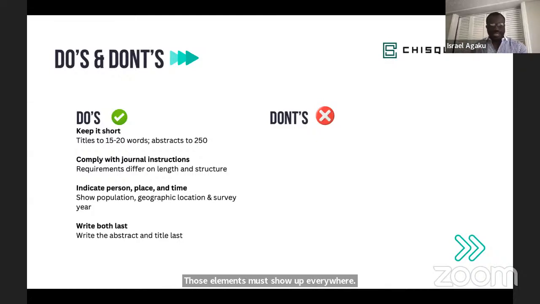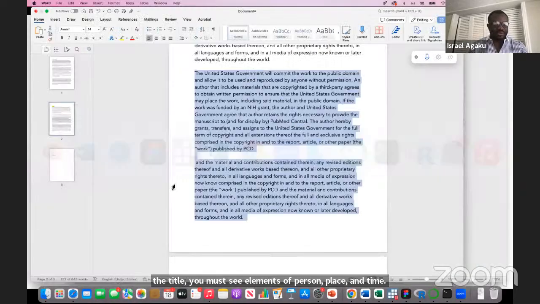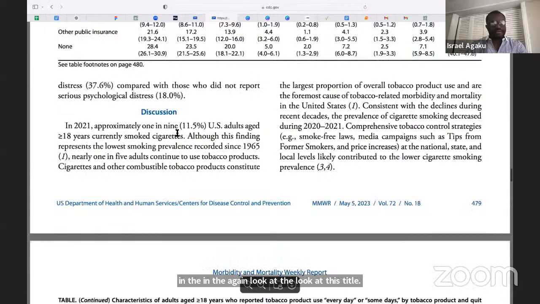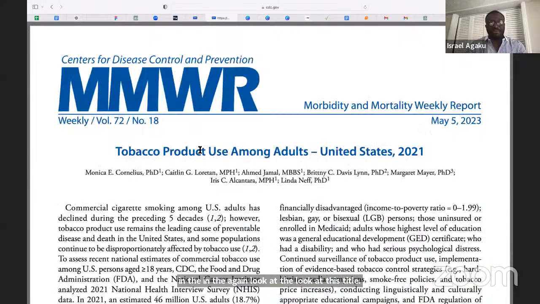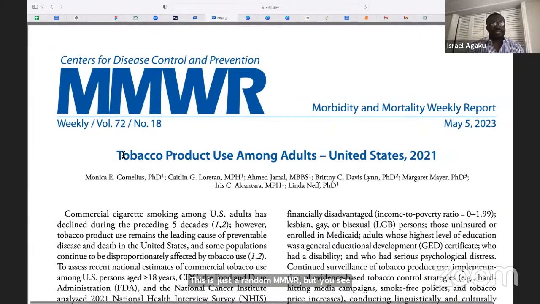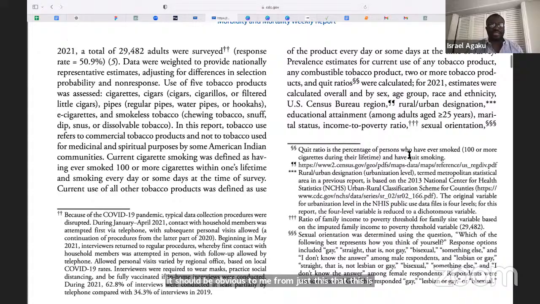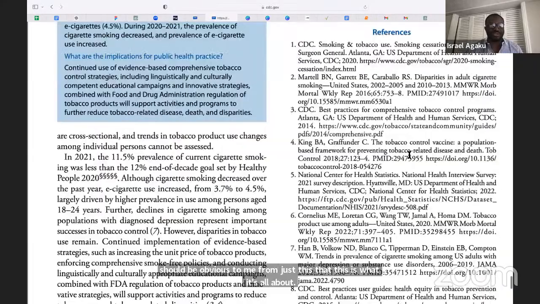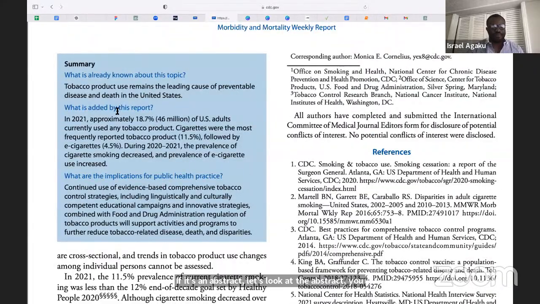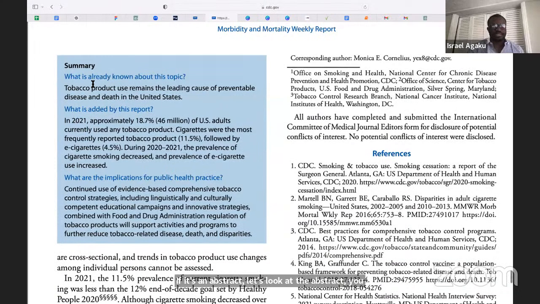Again, look at this title. Let's go back to MMWR. This is just a random MMWR, but you see, tobacco products used among adults, United States, 2021: person, place, time, right? This is how professionals write. It should be obvious to me from just this what it's all about. If there's an abstract, let's look at the abstract. MMWRs have an interesting way of writing abstracts. This is the summary.